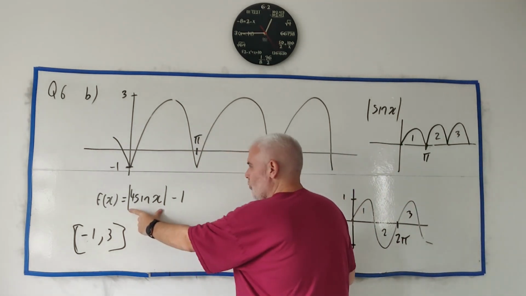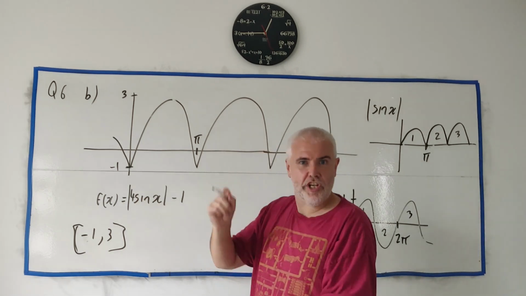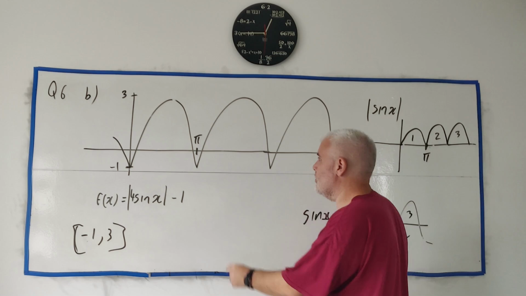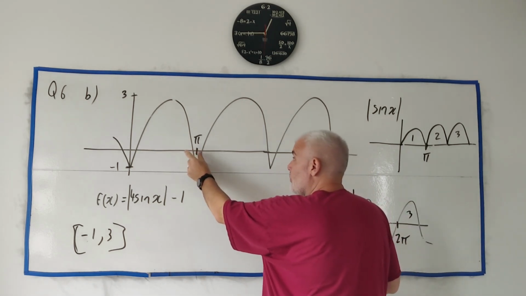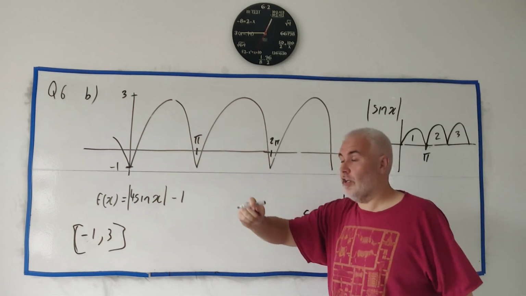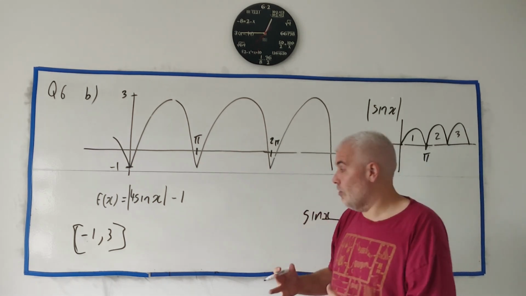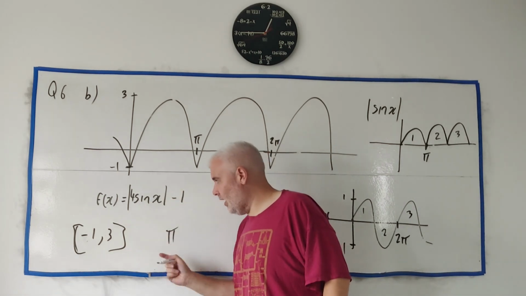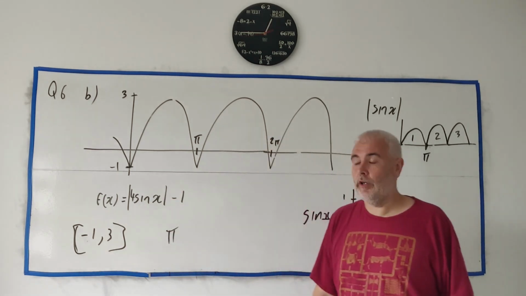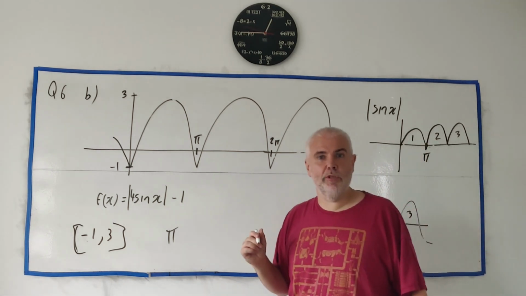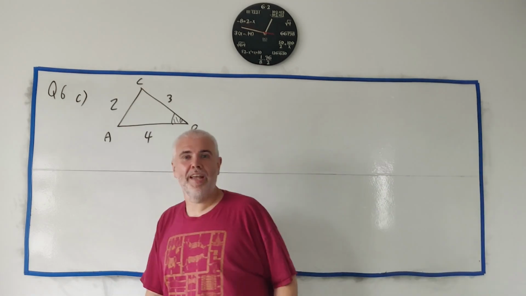There's nothing special here. Multiplying by 4 doesn't change how much it repeats. Taking 1 away doesn't change how much it repeats. So this number here should be pi, this here 2 pi, and so on. So the period of this is pi. It repeats every pi. So yeah, they're the wrong order. So period is pi, range -1 and 3. Okay, that's it for part B. Let me clean this off and we'll do part C.